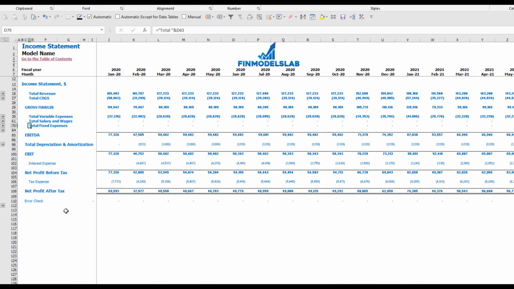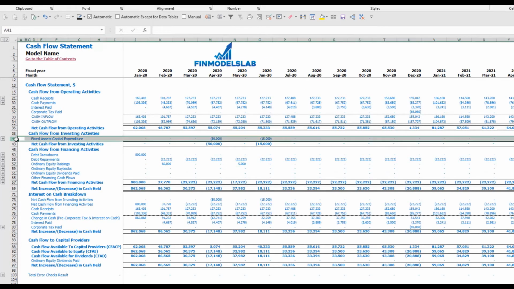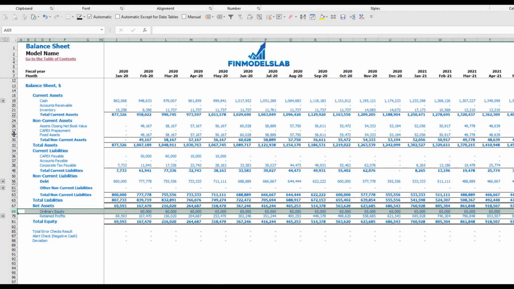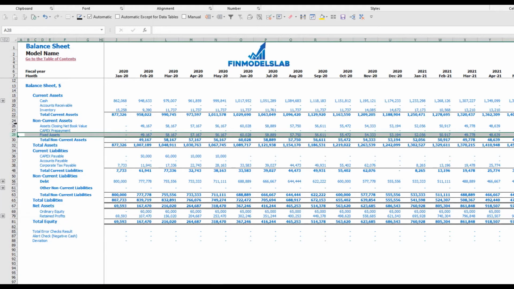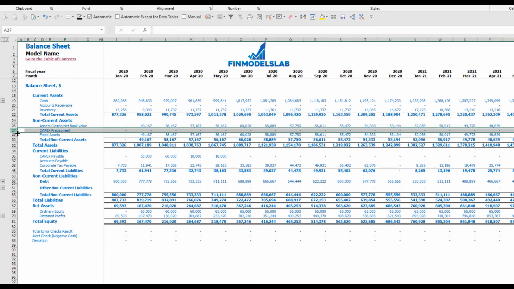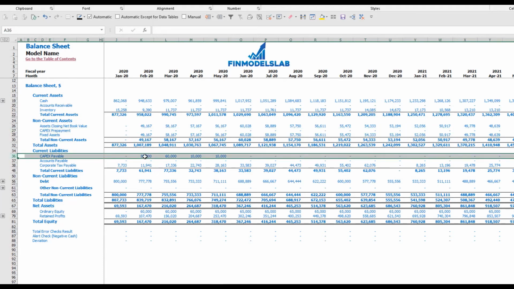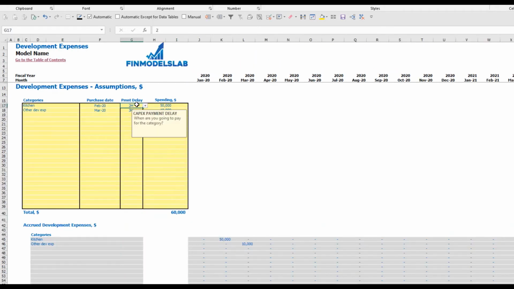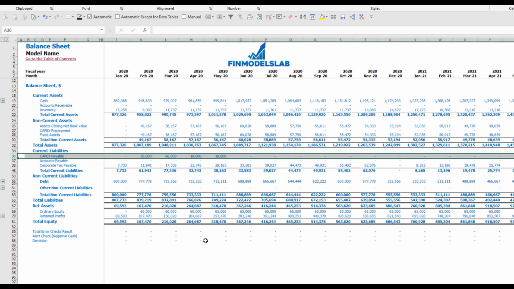The total amounts you may see in income statement tab, in depreciation section. For the cash flow you can see the fixed assets capital expenditure, and in the balance sheet you may see fixed assets, assets closing book value, and Capex prepayments. In case you will prepay these amounts, and if you will pay in some months after, you will have Capex payable.